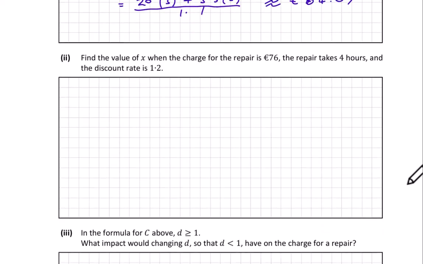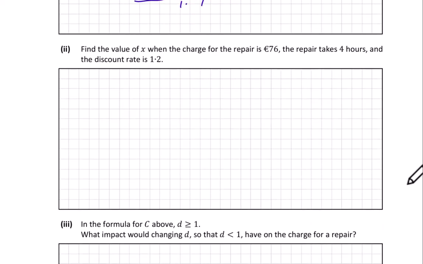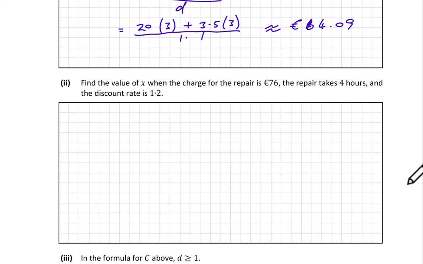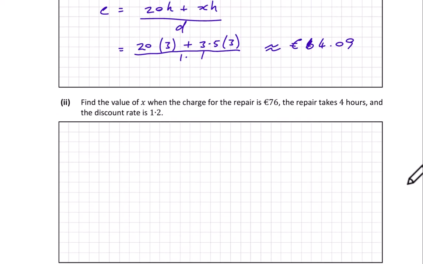Next question then. Find the value of X when the charge for the repair is 76 euros. It takes 4 hours and the discount rate is 1.2. This is a working backwards kind of question. You're given the answer. You're told the repair is 76. It takes 4 hours, so it's 20 times 4, plus then we've got to write down the X. We don't know what that is. 4 goes in there, and the 1.2 goes in there.